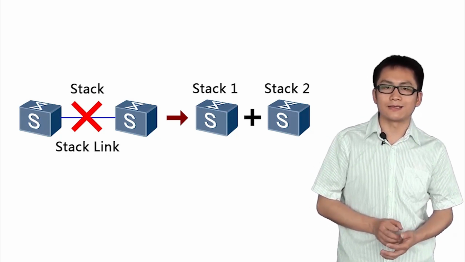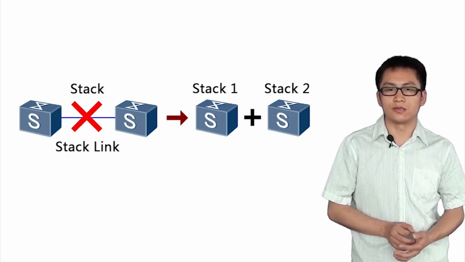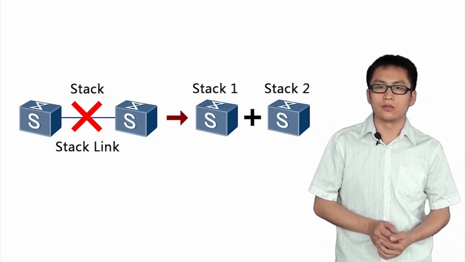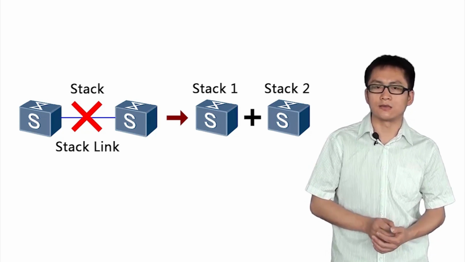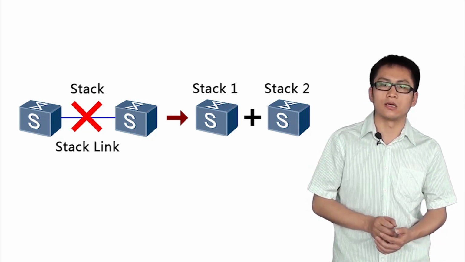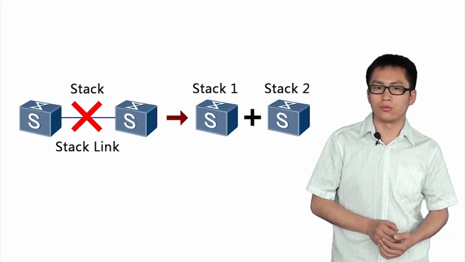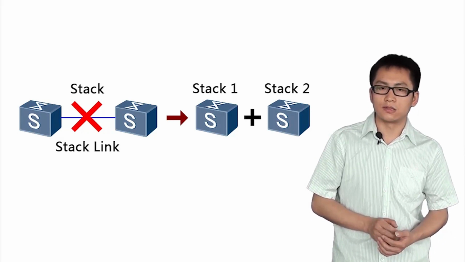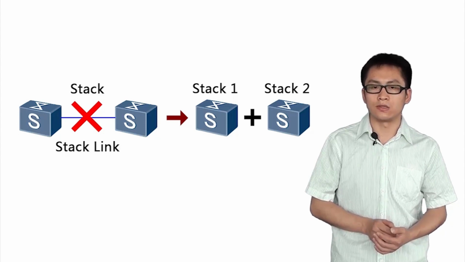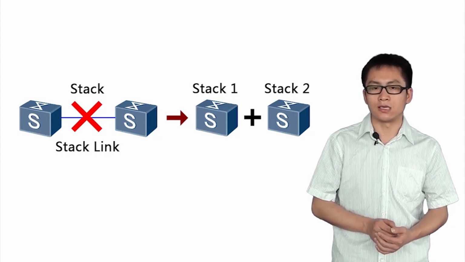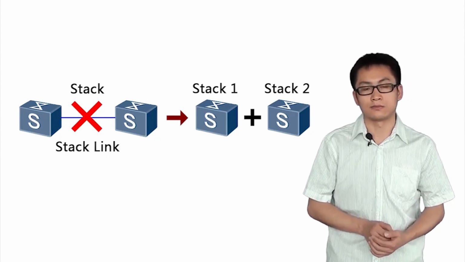To reduce the negative impact of a stack split, you can enable the dual active detection function on the switches. This function can detect the configuration conflicts after a stack splits. If more than one master switch exists, one of them is elected as the master. The physical interfaces on the other switches then shut down and stop forwarding service packets.